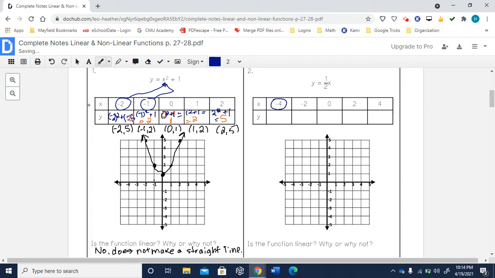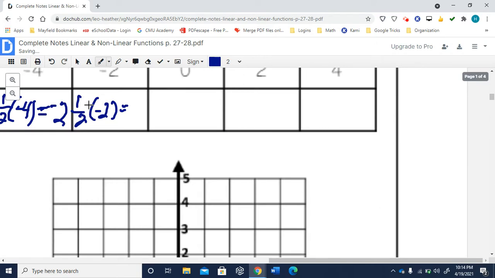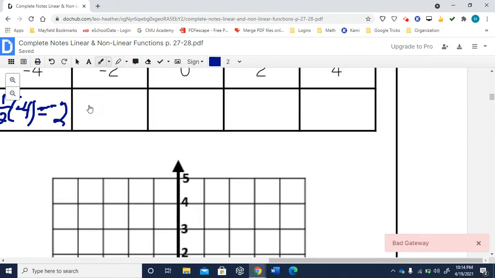My first one is negative 4. So I'm going to put negative 4 in for x. Sorry, I'm using my tablet and sometimes it has a mind of its own. I'm going to put negative 4 in there. So I'm going to do half times negative 4, which equals negative 2. Right? Then I'm going to do half of negative 2, which is negative 1.